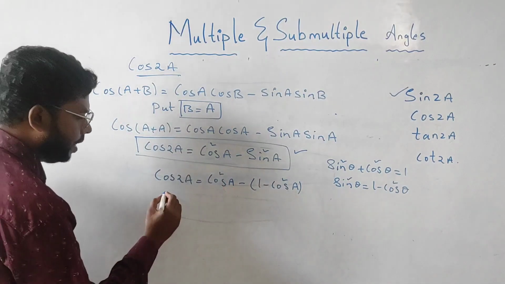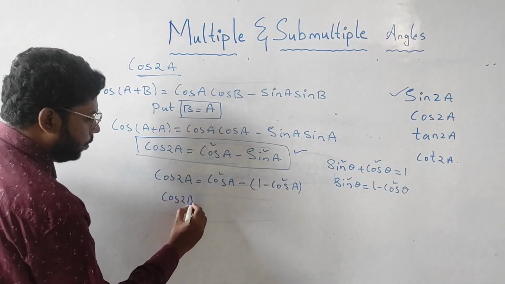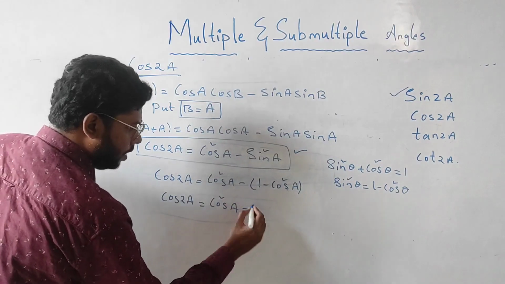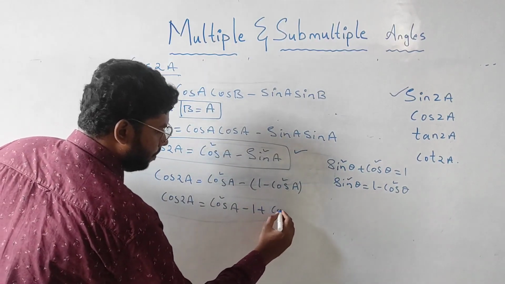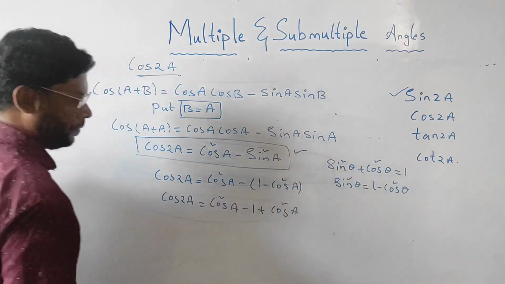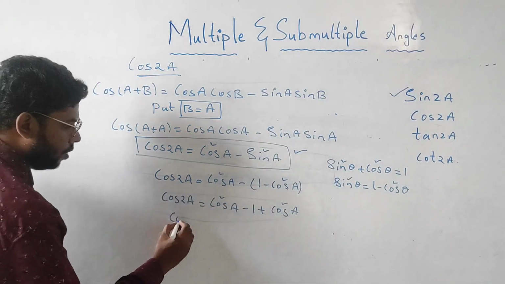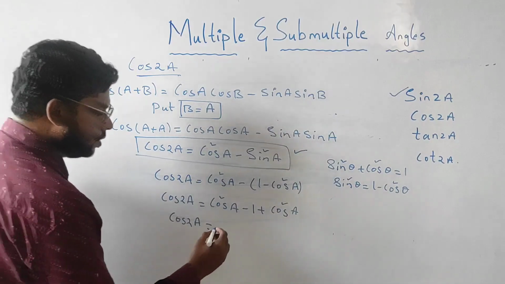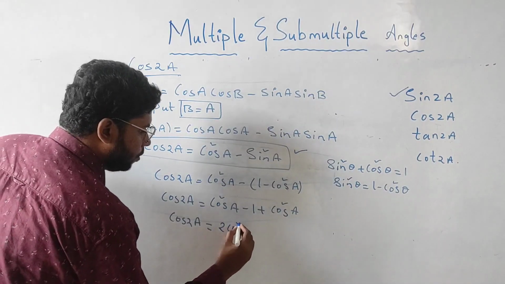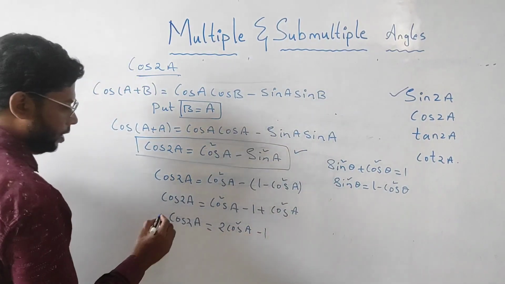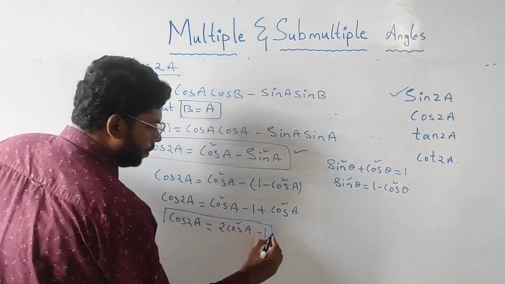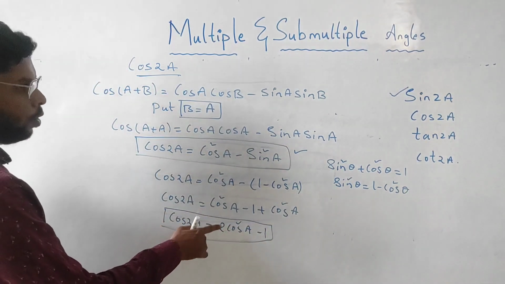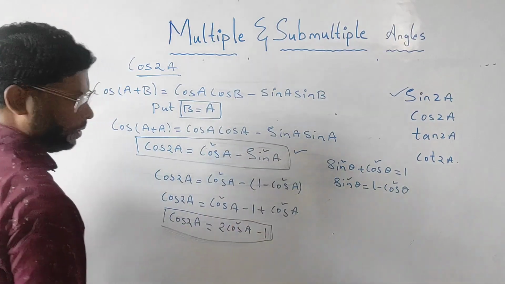So multiply with minus, what you get? Cos 2A is equal to cos square A minus 1, minus into minus will be plus cos square A. Okay, so what will it become? See, cos 2A is equal to cos square is how much? 2 cos square A minus 1. So this is one of the formulas of cos 2A. Okay, cos 2A is nothing but 2 cos square A minus 1.